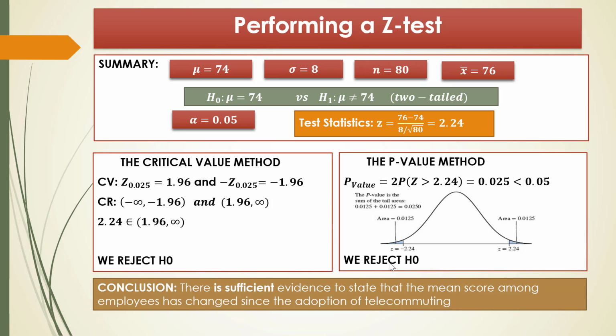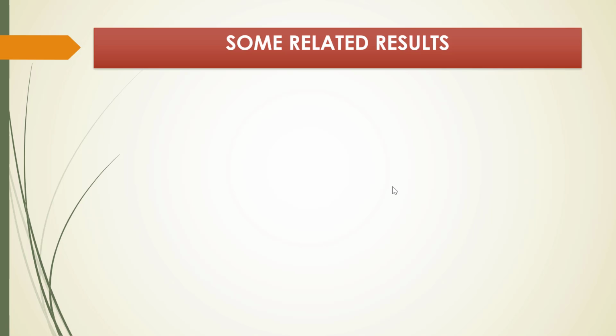So conclusion: there is sufficient evidence to state that the mean score among employees has changed since the adoption of telecommuting. We say it because there is sufficient evidence to reject the null hypothesis. That means the null is wrong and the alternative is true. So the mean score among employees has changed. So that is how we perform a z-test to verify a scientific statement.